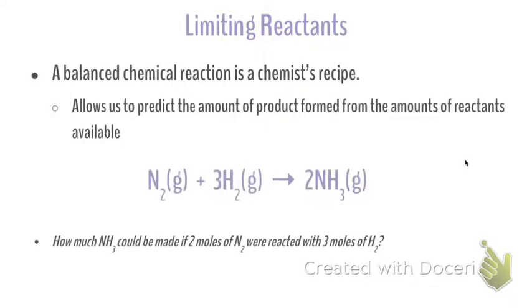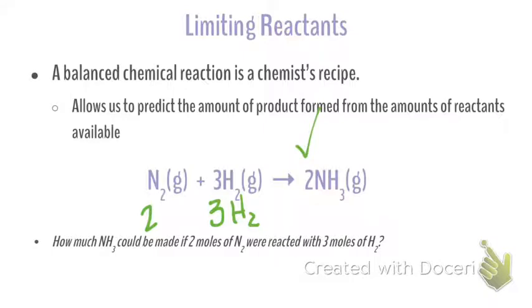Okay, take a look at this balanced formula. 1 mole of nitrogen gas plus 3 moles of hydrogen gas yields 2 moles of ammonia, right? That's the formula. So now let's look down here. How much NH3 could be formed if 2 moles of N2 were reacted with 3 moles of H2? How much product can I form? 4 moles. 2 moles. How many of you think I could form 4 moles of my product? How many of you think I can only form 2 moles of my product?